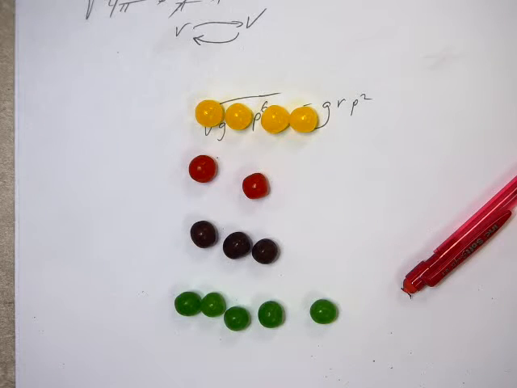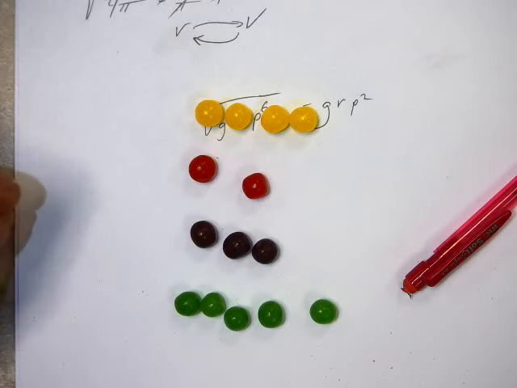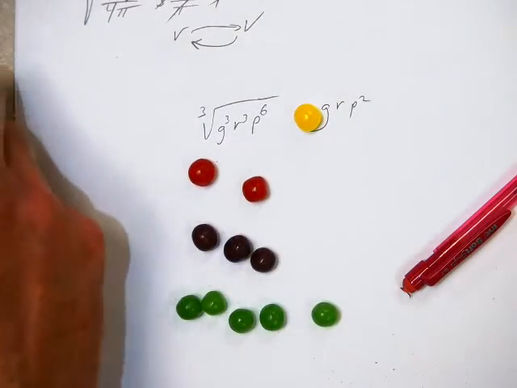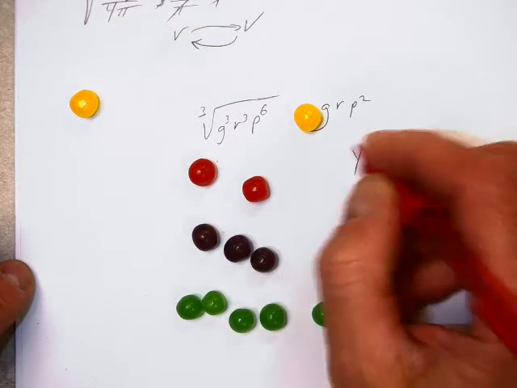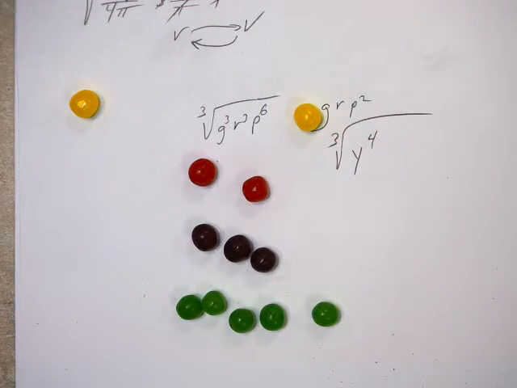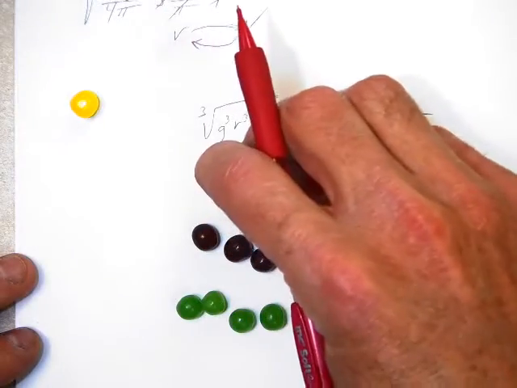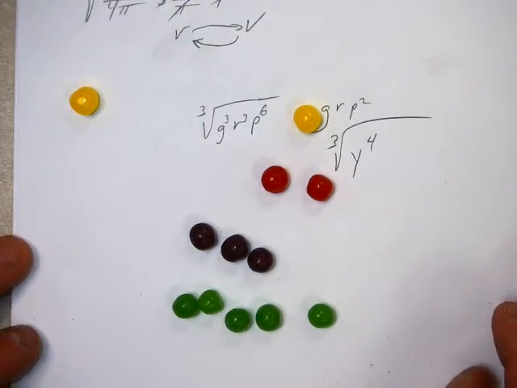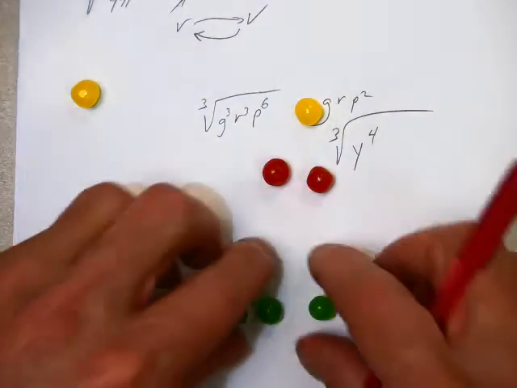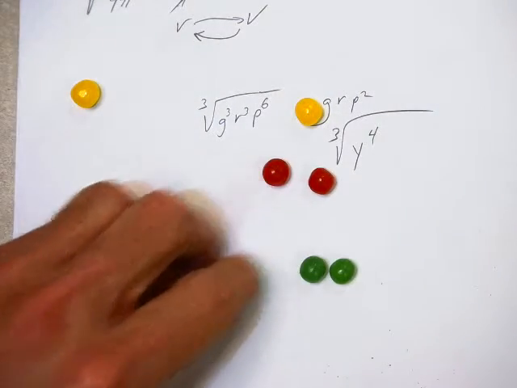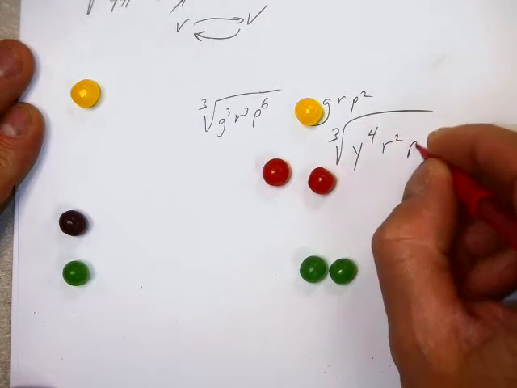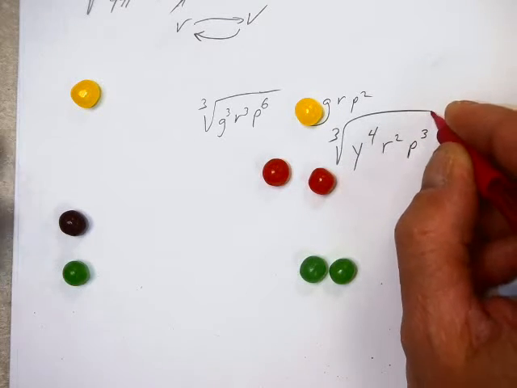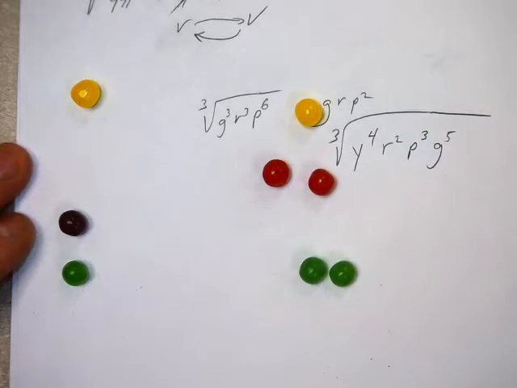Okay, so now if I said I want to know how many groups of three. Okay, how many groups of three on the yellow? One. One with one left over without the buddies, right? Okay, how many groups of... So it's kind of like saying y to the fourth. Okay, so I'm doing groups of three. Okay, how many groups of three of my reds? None. None. You don't have enough friends. Okay, how many groups of three of my purples? One. One. How many groups of three of my greens? One. One. And how many people left inside? Two. Okay, so this is like saying y to the fourth, r squared, P to the third, and we have G to the fifth, right?